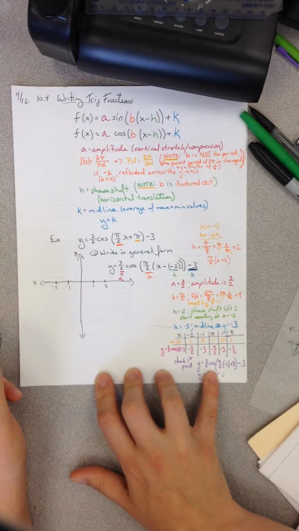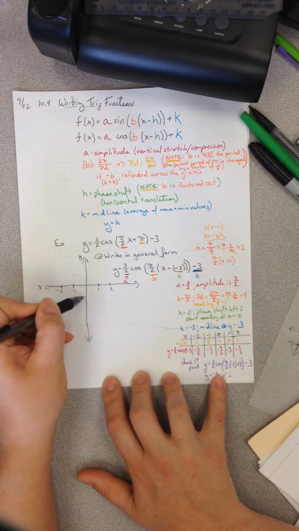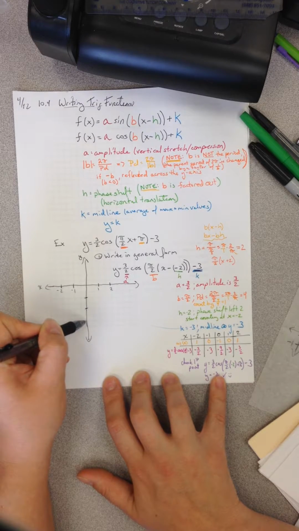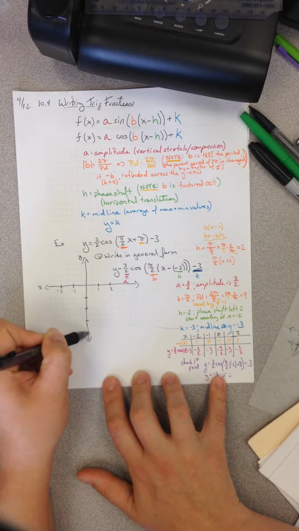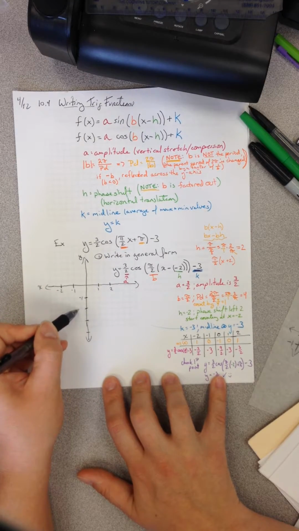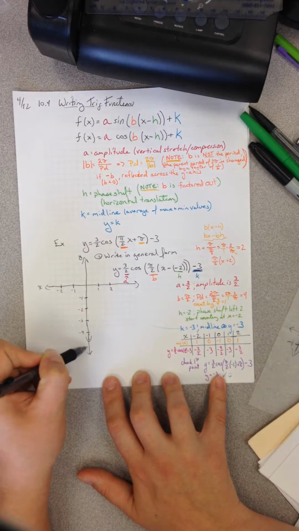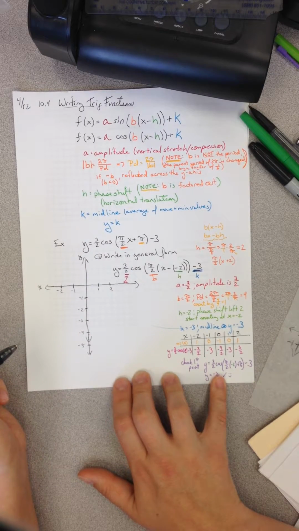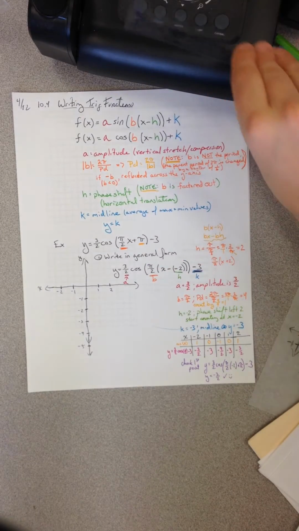And then I said I was going to count by halves. So here's -1, -2, -3, -4. I should have extended. -5, right? Yeah? Okay. So my midline happens where?